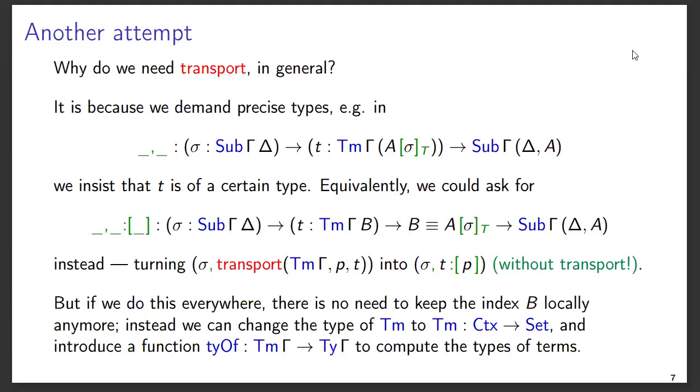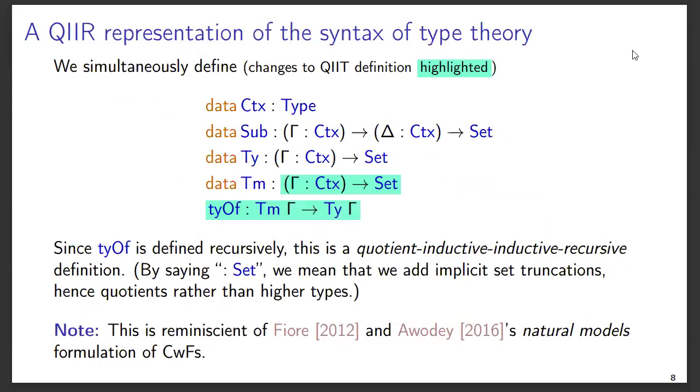But if I do this everywhere, then there's really no need to keep these B's around anymore, right? I can just strip them all out, and then I can reintroduce them at the end with a function which says for every term what the type of this term should be. So then we end up with something like this instead, where before terms were also indexed by types, but now we just strip that out, and we reintroduce a function which says for every term what the type is, right? But we keep everything else the same.